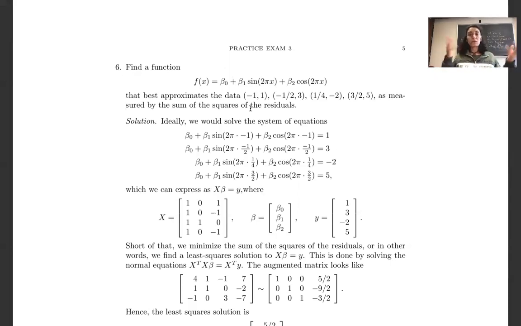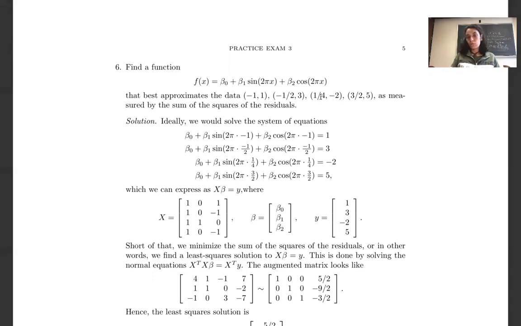So if you have a lot of data in your hand, you might want to find a curve around which your data are collected. This can be a line, this can be a parabola, this can be a cubic function, or this can be a trigonometric function like that. It doesn't matter. At the end, we have some data points here.